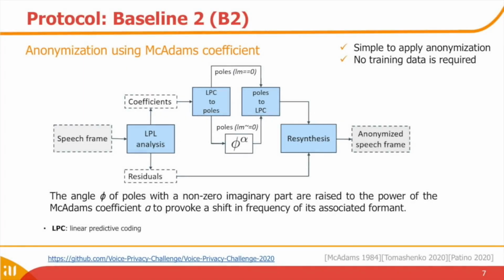The B2 anonymization system is based upon signal processing techniques. In contrast to the B1 system, it does not require any training data and is based on vocal tract filter transformations. The B2 anonymization algorithm is applied on the frame level and exploits the McAdams coefficient to perform anonymization by shifting the pole positions derived from the linear predictive coding analysis of speech signals. For more details on our development, please refer to the papers cited on this slide.